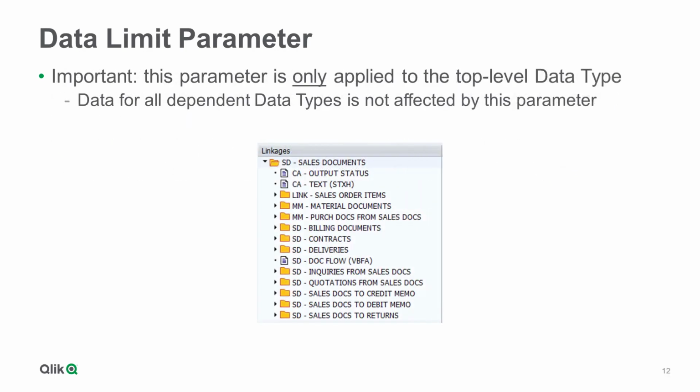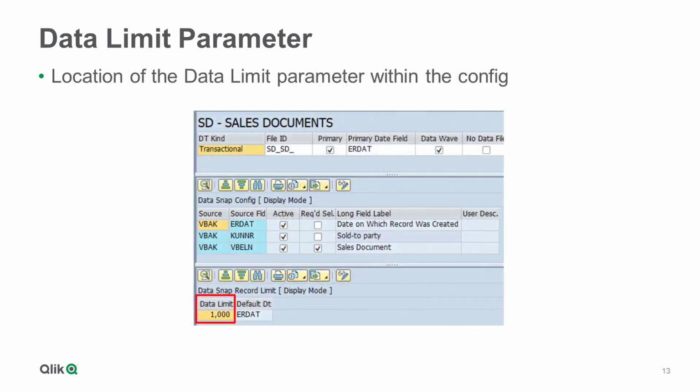It's important to be aware that this parameter is only applied at the top level data type. For example, if the user selects data type SD sales documents to export 1,000 sales orders, and there are 2,000 related deliveries, all of these deliveries are still included in the data export. If this parameter was applied to all dependent data objects, it could have a significant impact on data integrity, and so this is why it's applied only to the data object that is being used as the basis of the export. This screen capture shows where this parameter is located. It's in the subscreen just below where I was deploying the config changes earlier in this video.